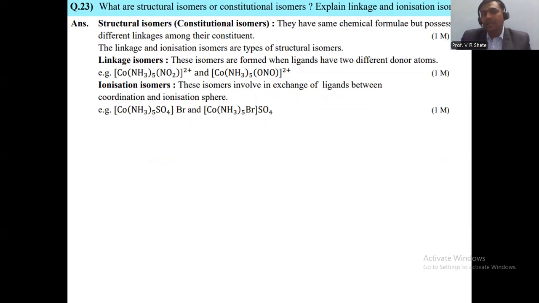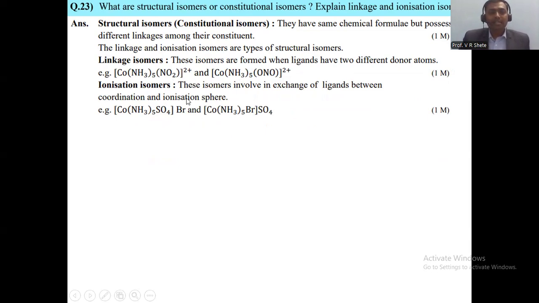What is linkage isomerism? These isomers are found when ligands have 2 or more donor atoms. If you observe NO2 or ONO, this ligand can be attached by the nitrogen or by the oxygen atom. One ligand can be attached through 2 donor atoms, oxygen and nitrogen. This is called linkage isomerism.